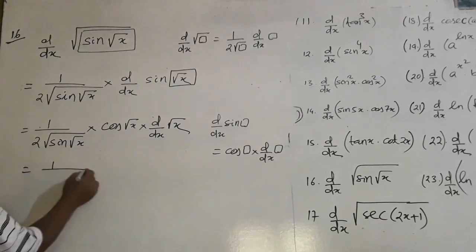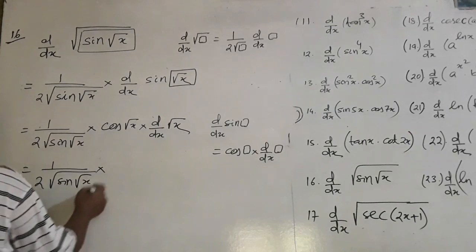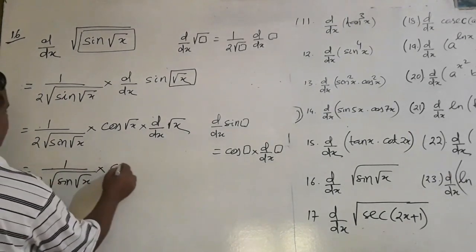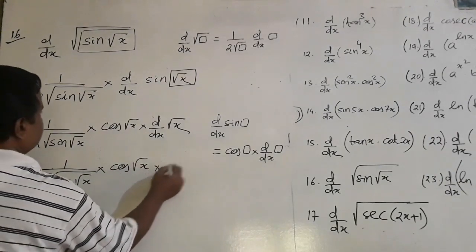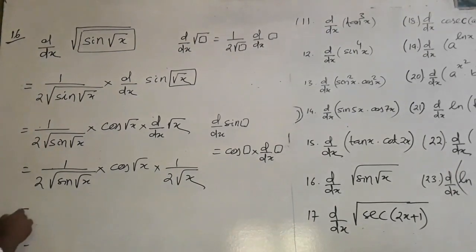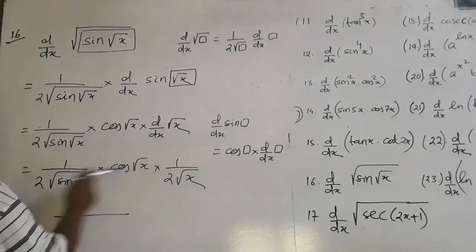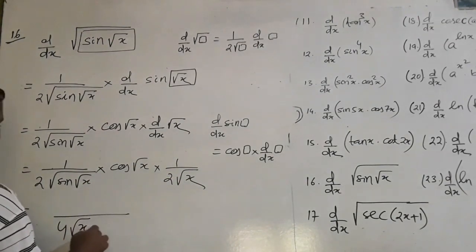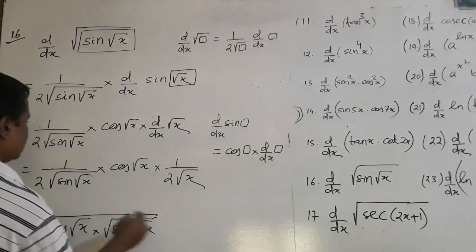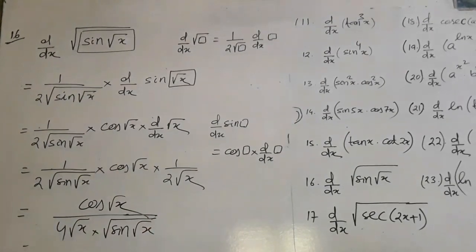It is 1 by 2 root over sine root x into d cos root x. You write it as cos root x, into, what is d by dx of root x? 1 by 2 root x. So the answer is 2 into 2, 4. 4 root x should come to this point, root x into root over of sine root x into d by dx into, it is cos root x. This is the answer.